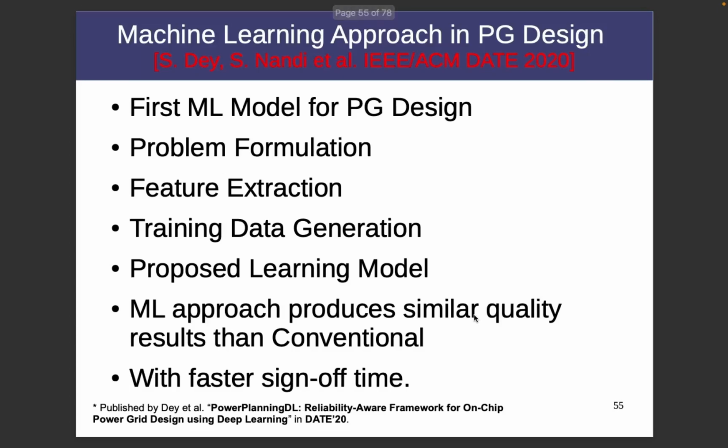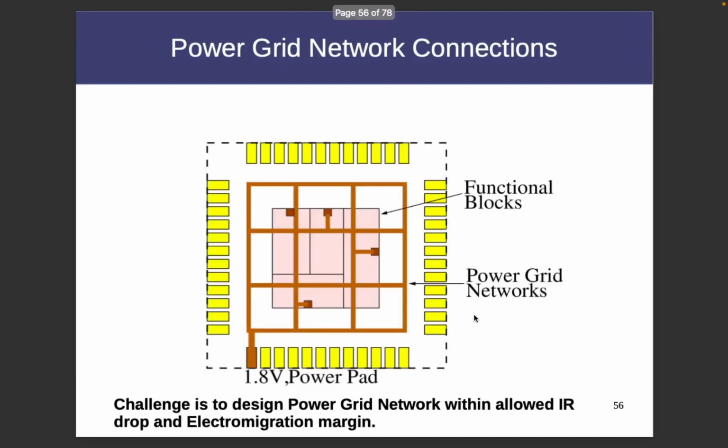This work was published in DAC 2020. Here we propose a machine learning model for power grid design for the first time. I already discussed the power grid design problem. One is the IR drop issue, another is the electromigration issue. While we design a chip, we need to take care of these two issues within a certain limit.